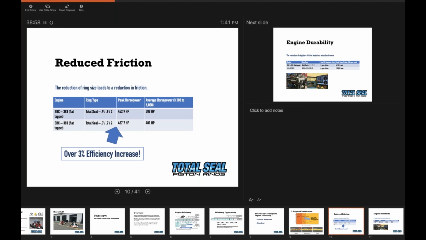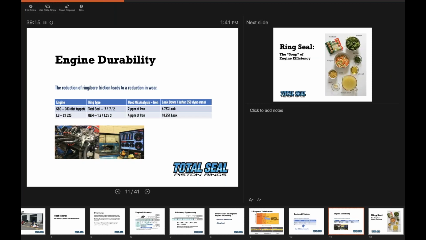So why? Friction reduction. You're going to smaller rings to reduce friction. On the OEM level, they're doing it for fuel economy. So it's a way to gain power and performance improvement. But I will also say this too. One of the things we noticed in that same engine is that it increased durability.